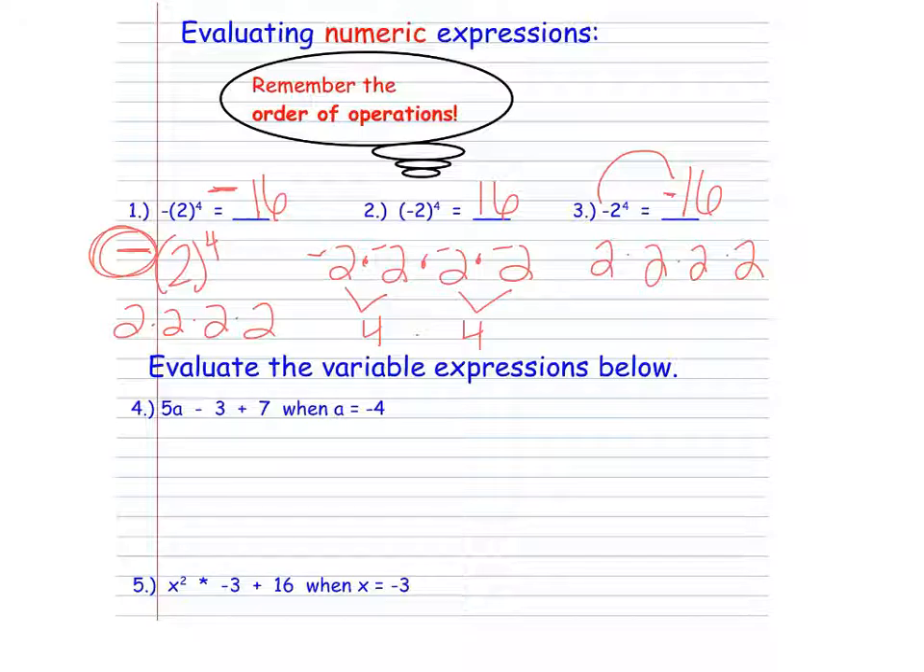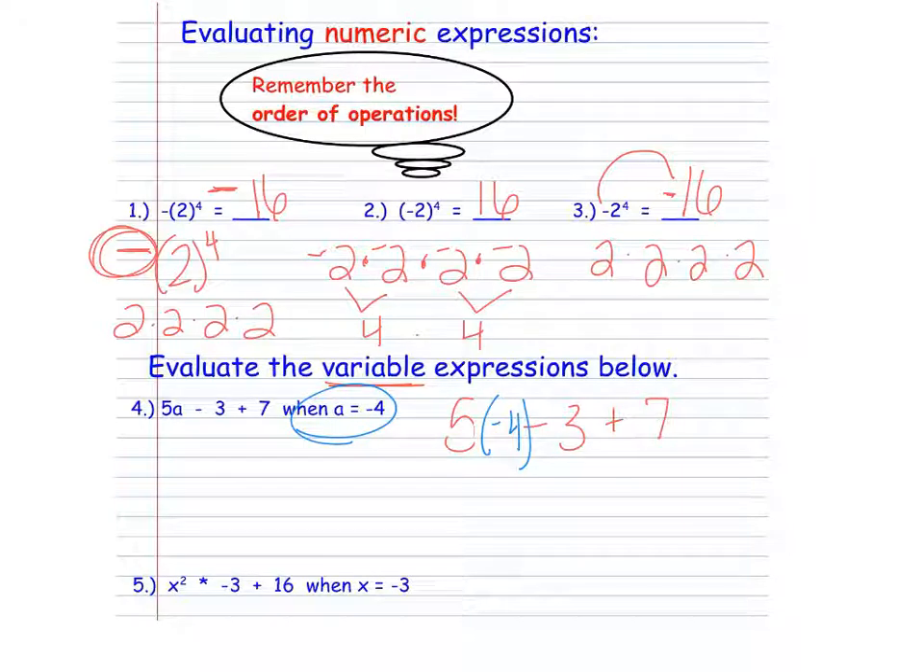Okay, now let's evaluate a variable expression. So we have a problem with letters, numbers, and symbols. And when this is the case, what we do is we take out the letter and we fill in the number in its place. So I'm going to erase the A, and in its place, I'm going to fill in A is negative 4. So I'm going to fill in negative 4. Now I'm simply going to follow the order of operations and solve.